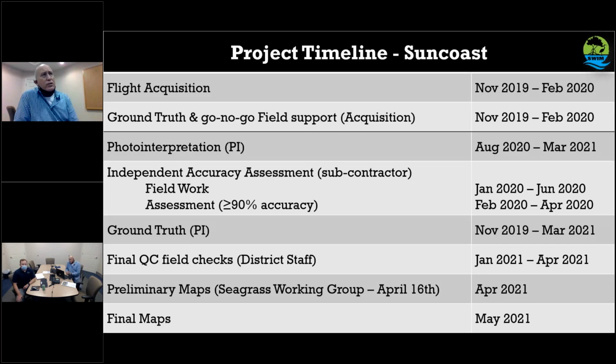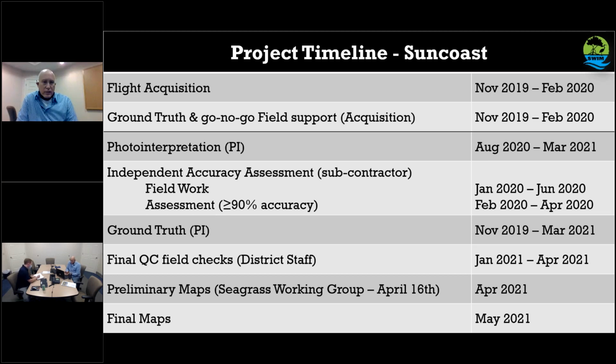I wanted to also touch on our timeline. As I said earlier, it's a very complex process. There's a lot that goes into creating these map products, from the initial flight acquisition all the way to the time that we publish these final maps. We hope to have the final map product ready for distribution to the public by probably mid-May. Today, April 16th, we're going to be presenting to you the preliminary results.